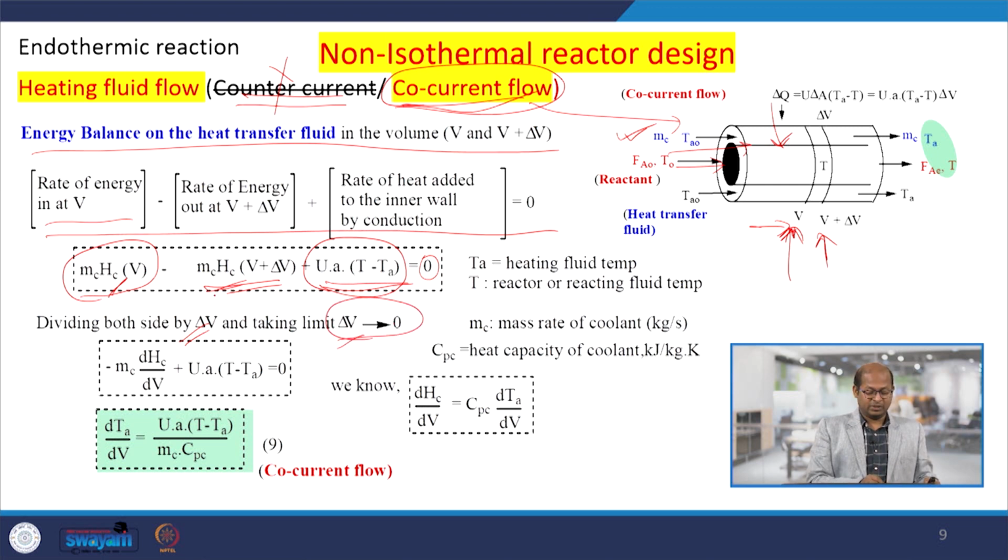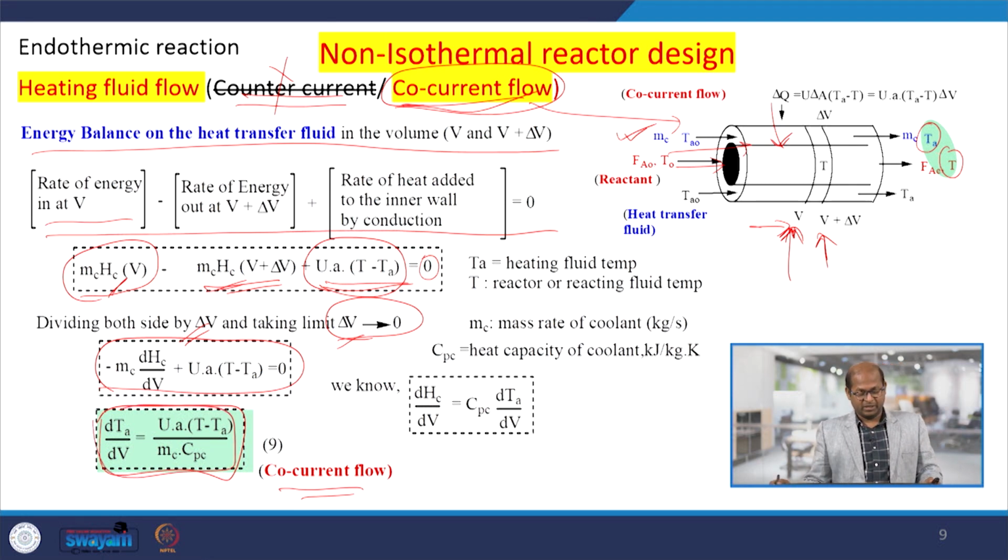So, then these equations we can write this way, and after rearranging or simplifications we can write this. This is the co-current flow. Here you can see this is the co-current flow, as that is the temperature profile or differential equation for that coolant temperatures. This is coolant, this is reacting mixture temperature. So, T is the coolant temperature.